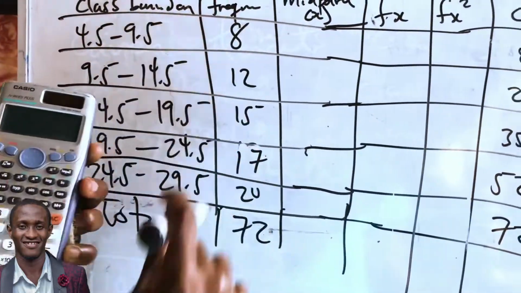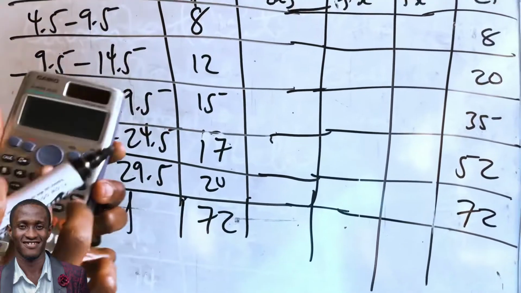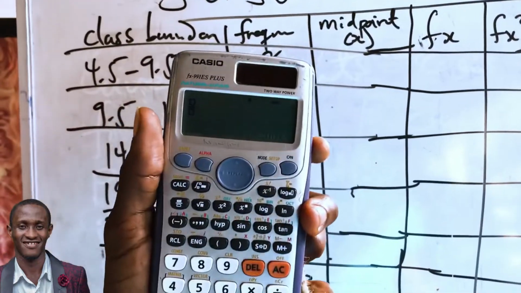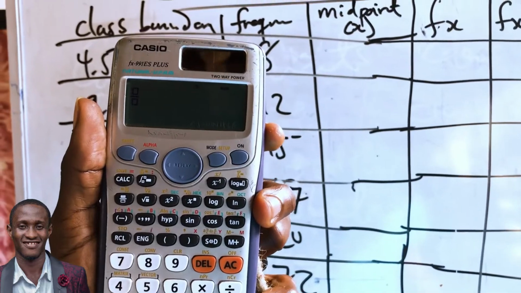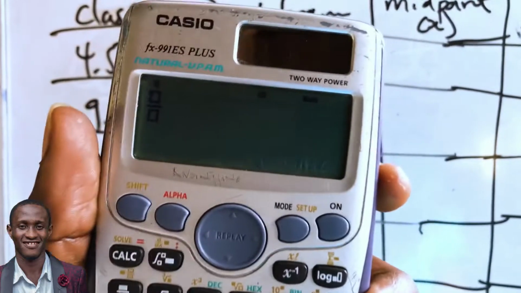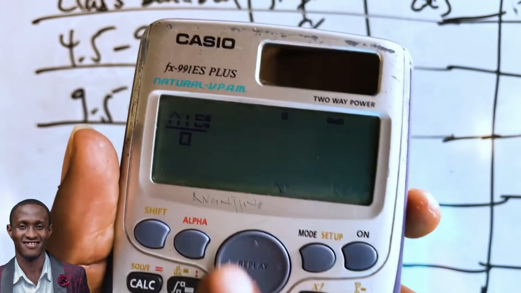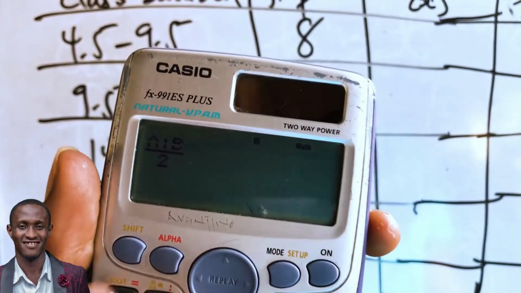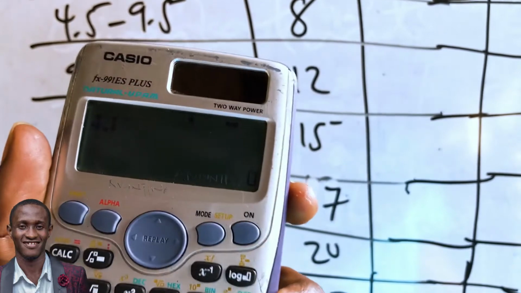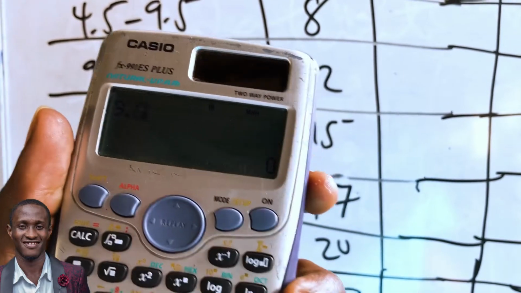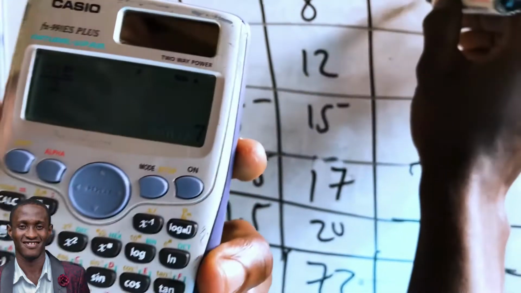So the midpoint I said is this plus this divided by 2. So I can make it like the fraction. I say alpha A plus alpha B divided by 2. Then I'll go to calc. So my A is 4.5, the B is 9.5. I get 7 for here.